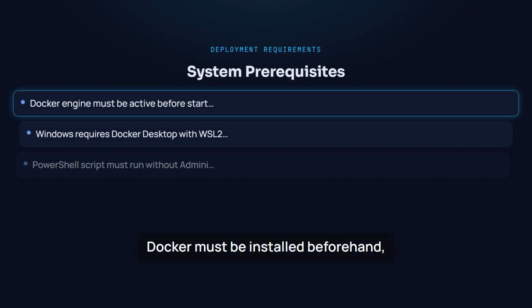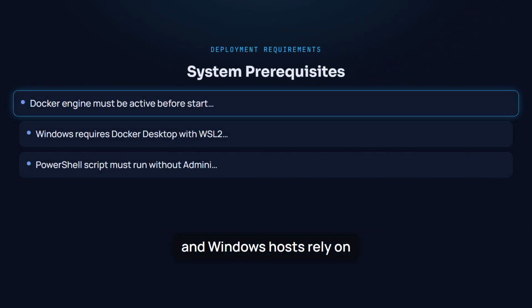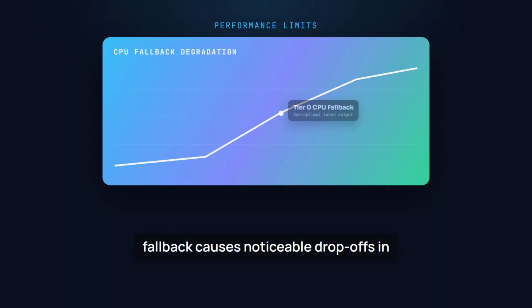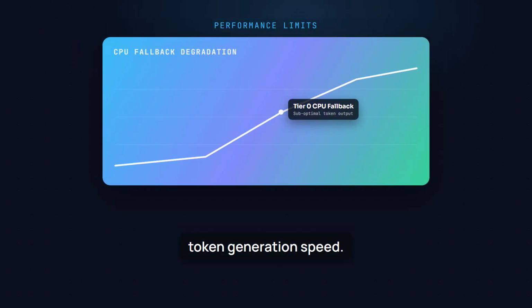Docker must be installed beforehand, and Windows hosts rely on Docker Desktop with WSL. Running larger models on CPU fallback causes noticeable drop-offs in token generation speed.